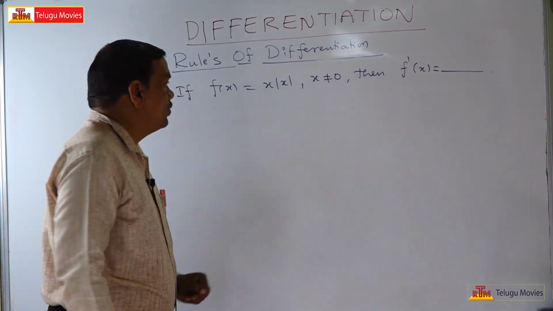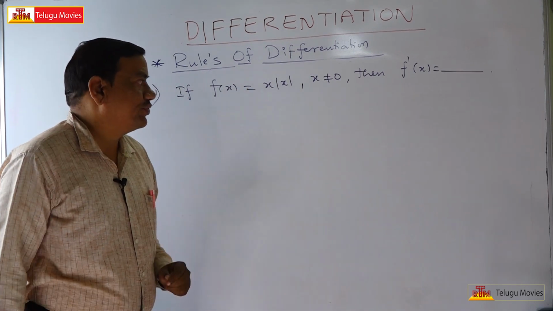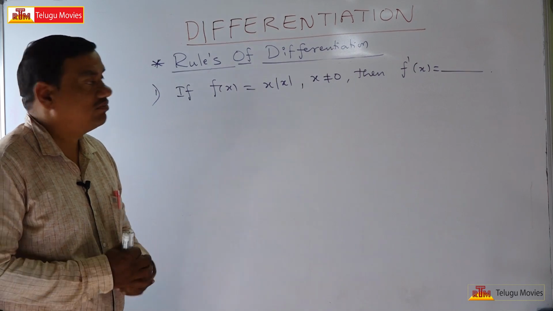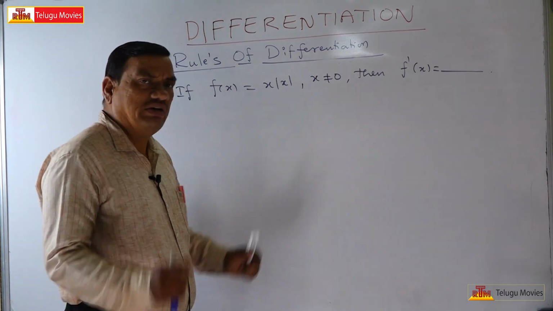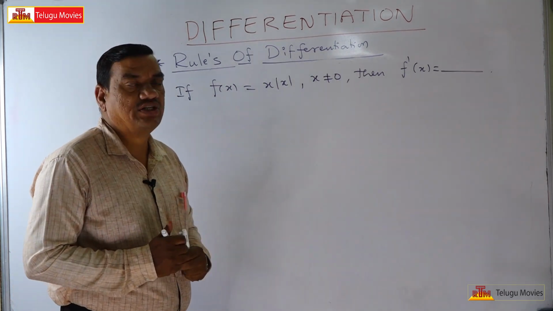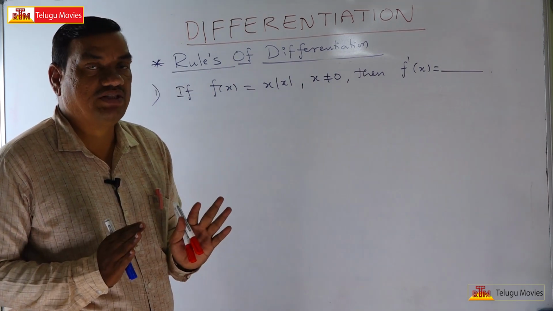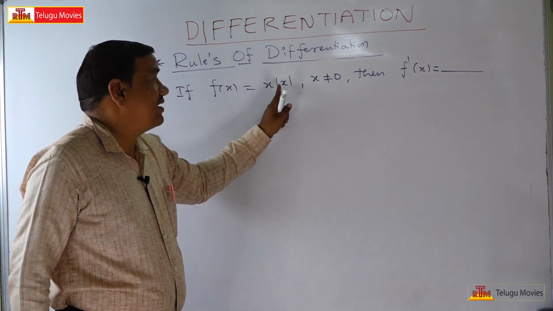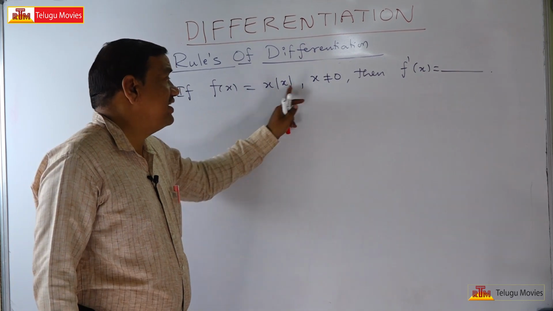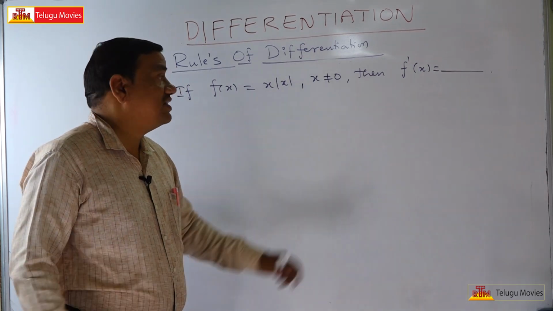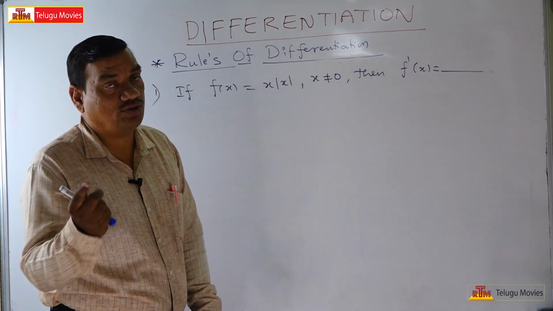Dear students, welcome to this problem. f of x is equal to x times mod x, x not equal to 0. What is the derivative of this function? How to do this problem? Whenever mod x, greatest integer, or signum function is there, its behavior changes depending on whether x is less than 0 or greater than 0.